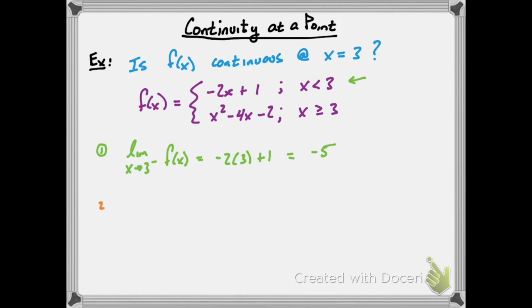We also need to check the limit as x approaches 3 from the right of f of x. In this case, we'll be plugging in 3 to the bottom function. This will get us 3 squared minus 4 times 3 minus 2. Looks like that'll work out to negative 5 as well.